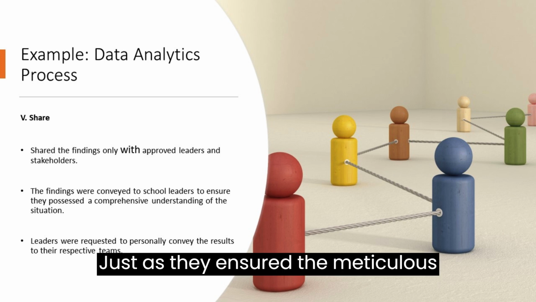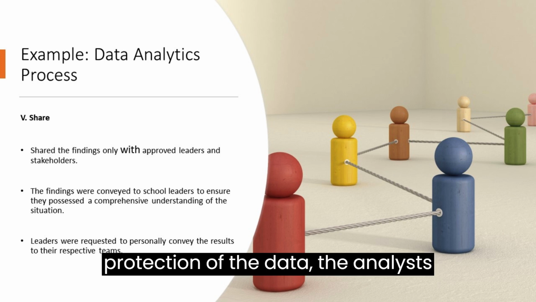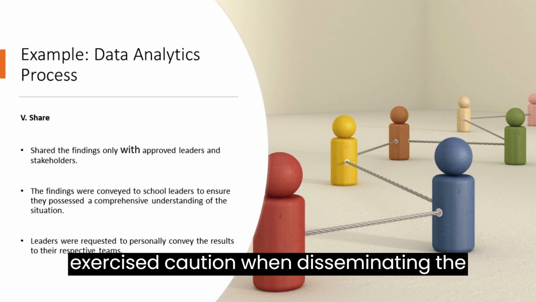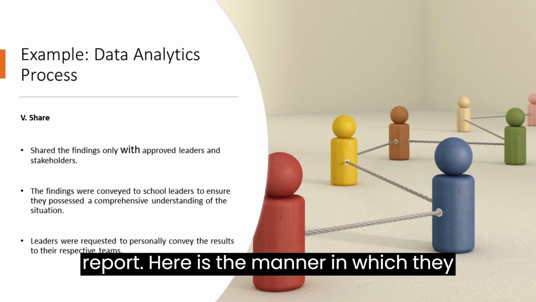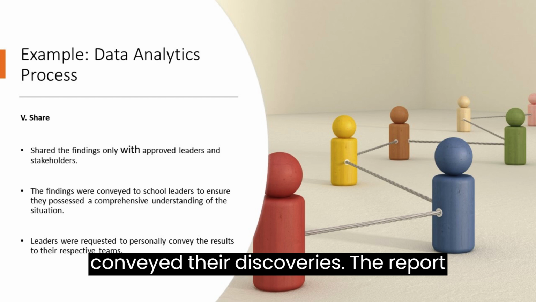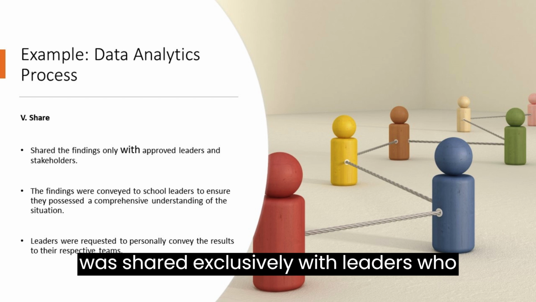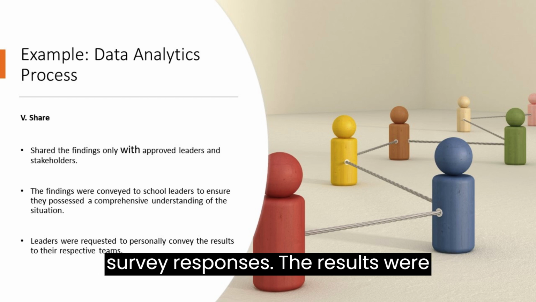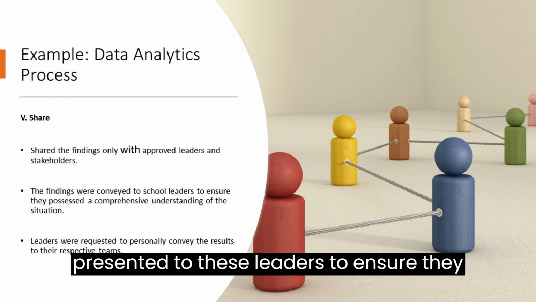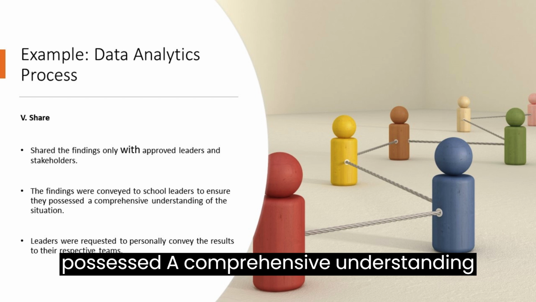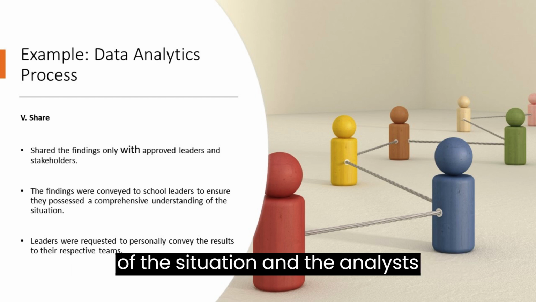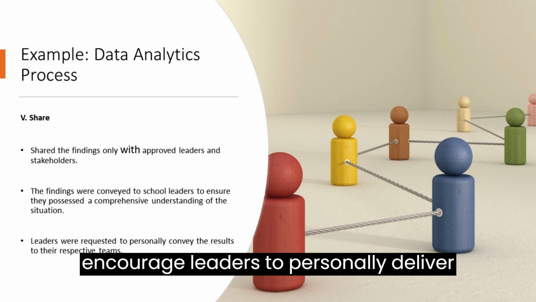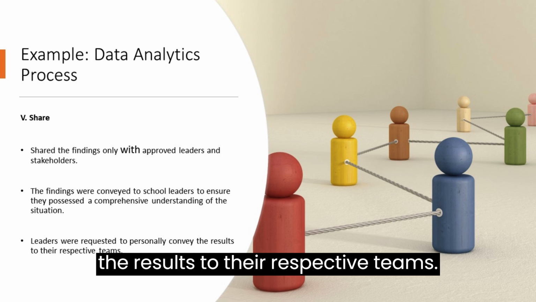Just as they ensured the meticulous protection of the data, the analysts exercised caution when disseminating the report. Here is the manner in which they conveyed their discoveries. The report was shared exclusively with leaders who had met or exceeded the minimum requirement for receiving the report survey responses. The results were presented to these leaders to ensure they possessed a comprehensive understanding of the situation, and the analysts encouraged leaders to personally deliver the results to their respective teams.